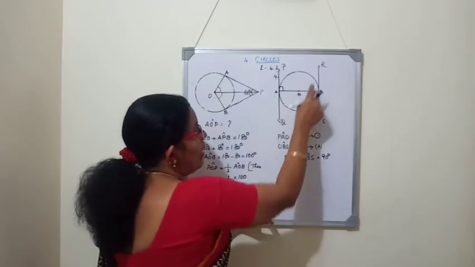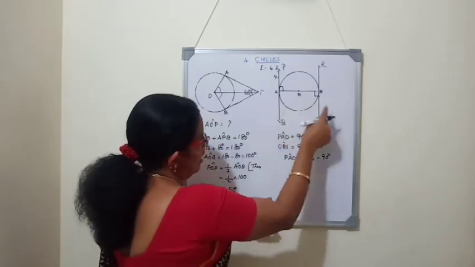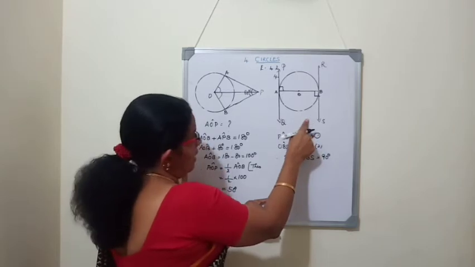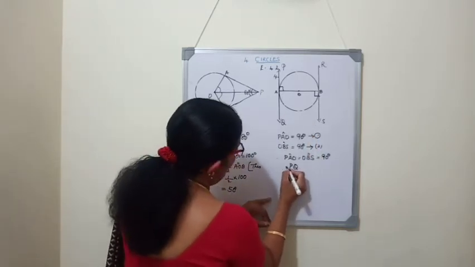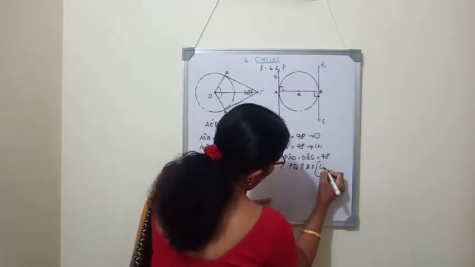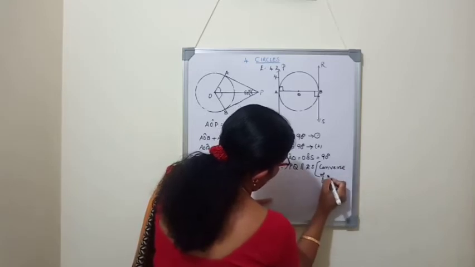We have to prove that the lines are parallel. If the angles are equal, then how can we say these lines are parallel? By the converse of the alternate angle axiom. Therefore, PQ is parallel to RS by the converse of the alternate angle axiom.